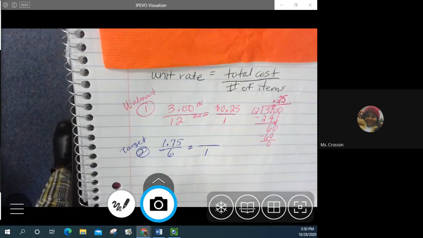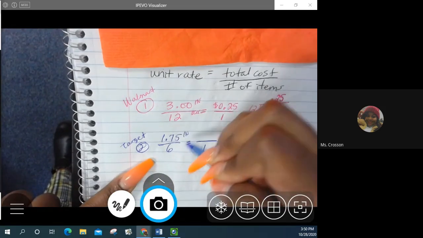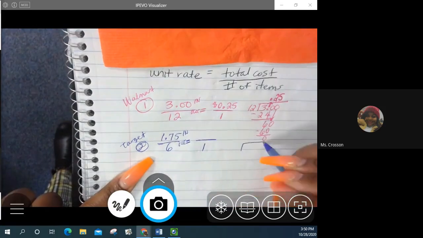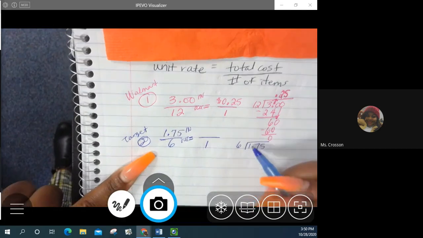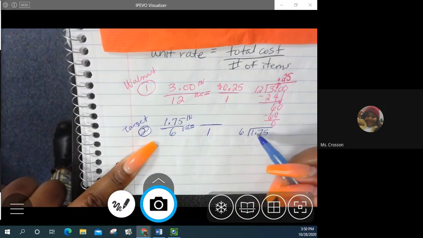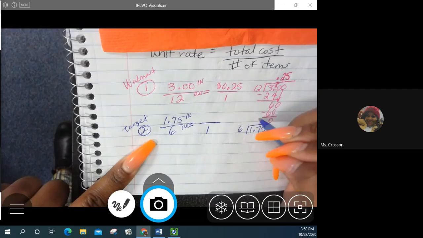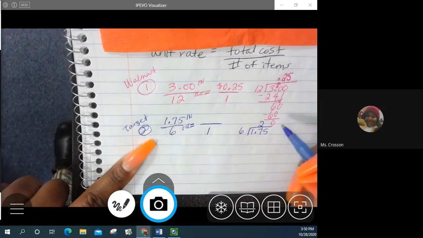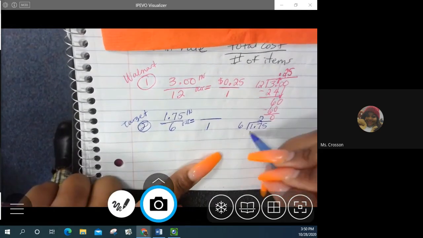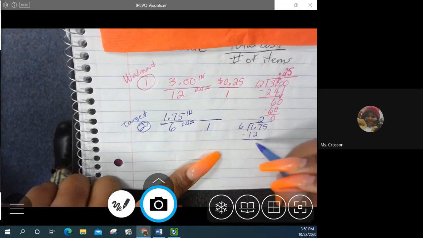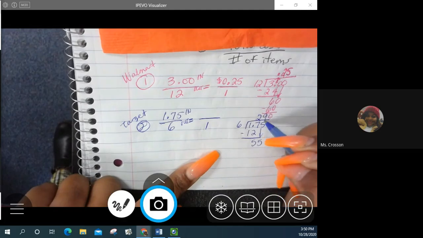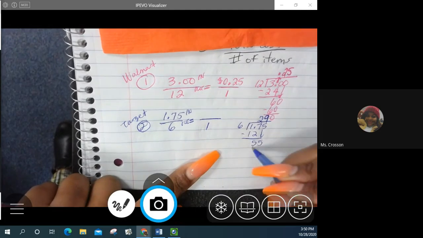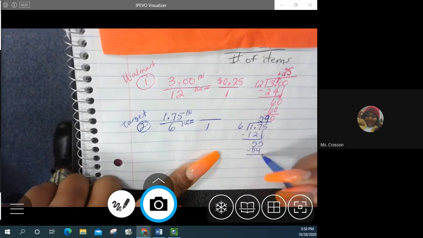All right, my second scenario. Top in, bottom out, numerator in, denominator out. Can 6 go into 1? No, it cannot, but 6 can go into 17. 6 goes into 17 2 times. I should move this down a little bit. 2 times 6 is 12. 17 minus 12 is 5. Bring down my 5. 6 goes into 55 9 times. 9 times 6 is 54. We subtract, we get 1.